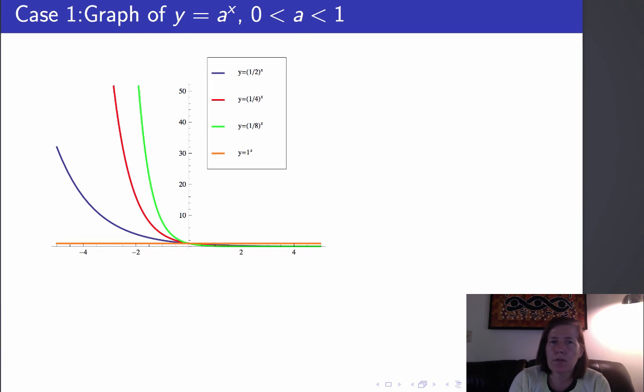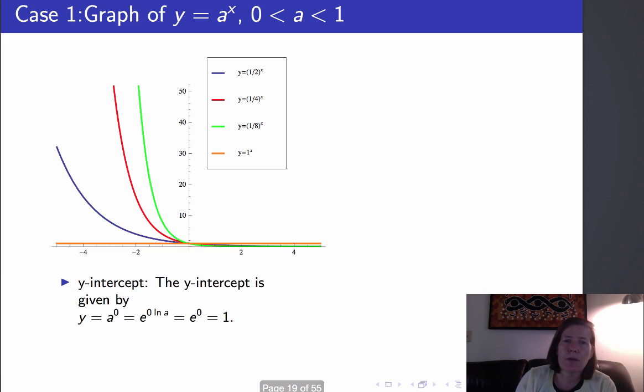So let's look at the graphs of y equals a to the x when a is between 0 and 1. I've drawn some here. y equals 1/2 to the x, y equals 1/4 to the x, y equals 1/8 to the x, and of course y equals 1 to the x, which is just the graph of the function y equals 1, which is just a horizontal line.